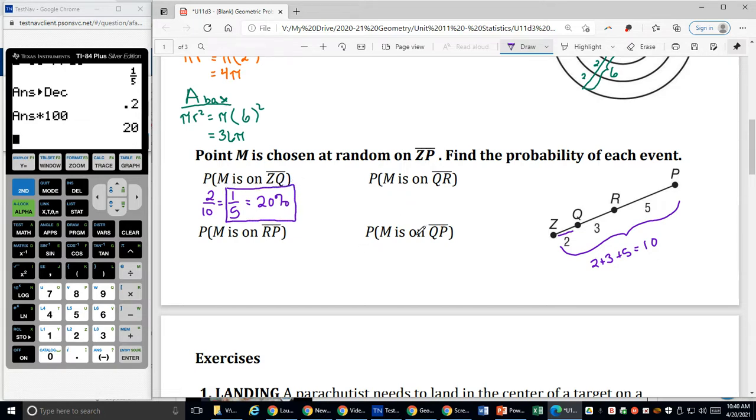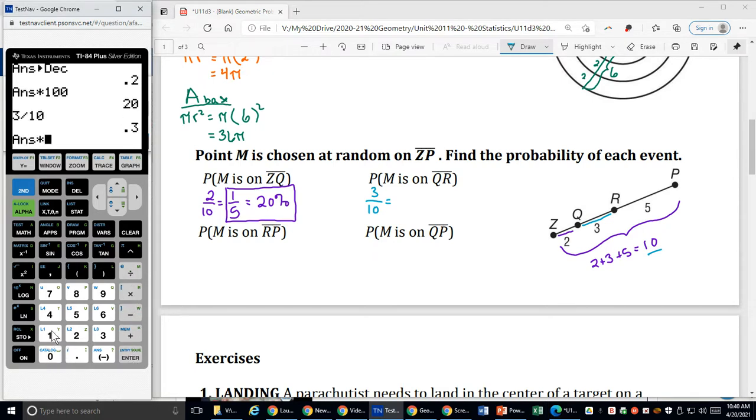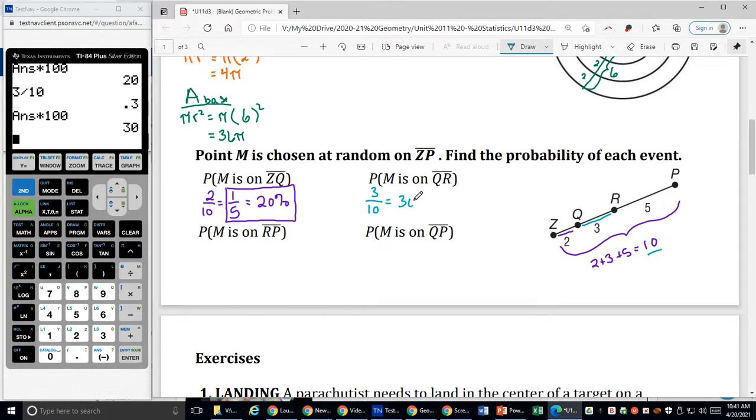Okay, probability that M is on segment QR. So this time we're going to look at QR. QR is 3 units long, out of, we can land on the whole thing, 10. 3/10 does not reduce because 3 doesn't go into 10 and nothing goes into 3. So I'm just going to do 3 divided by 10 times 100 and see that it is 30%. So 3/10 or 30% of the time, almost a third of the time, we're going to land in this QR.